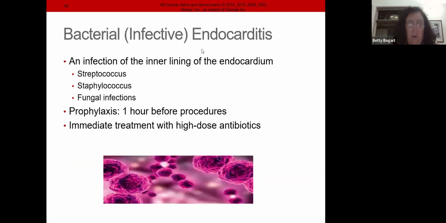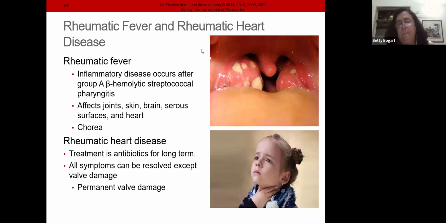I already did that one. Bacterial endocarditis, just like adults, you're going to be giving prophylaxis for it. Now, there are 2 different conditions caused by a strep throat that hasn't been treated properly. The one in the cardiac chapter is rheumatic fever, and it has a bunch of symptoms. It affects the joints. You have swollen nodules. You get a rash on your skin. You have something called chorea, which is when you can't control your movements.